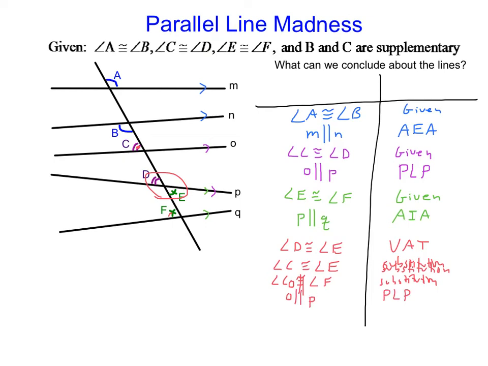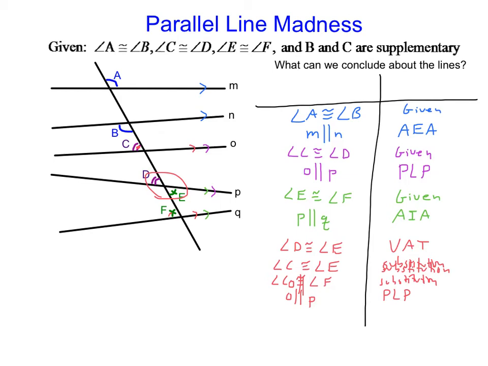So actually, I guess I just kind of redid a proof that we had the other day. So we got that O is parallel to Q then, which we would have had earlier too, just using transitivity.